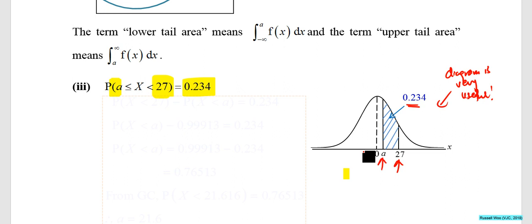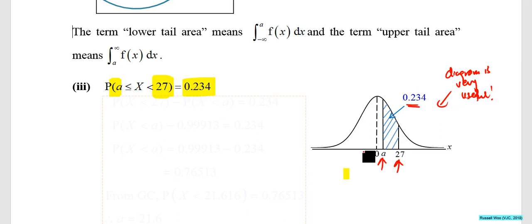You are trying to find the value of A. Now, GC cannot give you the answer immediately. The GC can only tell you the value of A if you give it the lower bound area or the upper bound area. So how do you do it? You want this sandwich area to be 0.234. Now this area must be X smaller than 27 minus X smaller than 8.